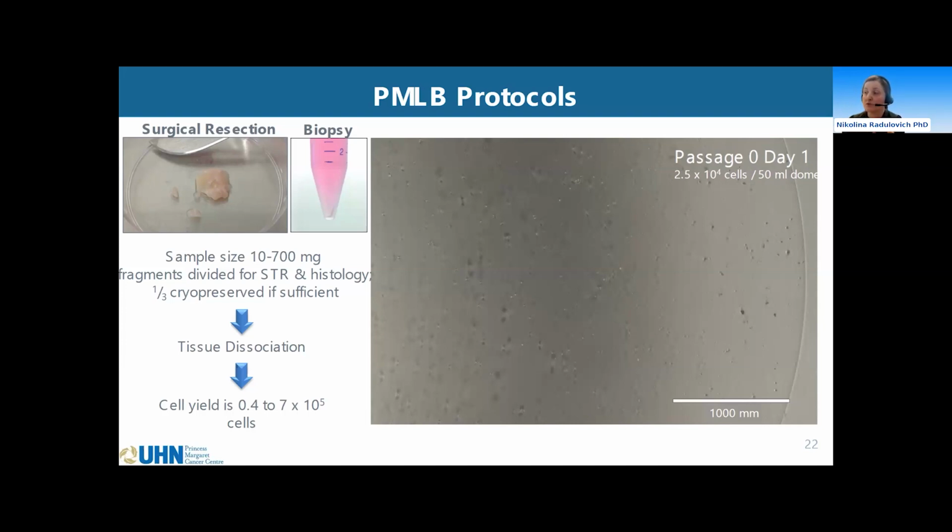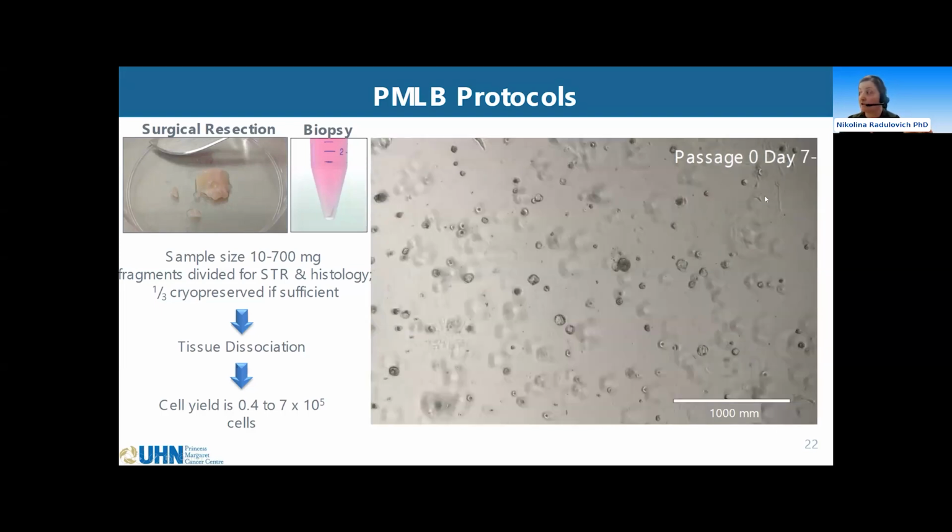So once these tissues are processed, we'll plate them in the Matrigel, and you can see there's an example of one of the wells. This outline here shows the Matrigel, and you can see that the cells are individually plated at the time of dissociation, and after 7 days or so, they start bubbling up and they start forming organoids.